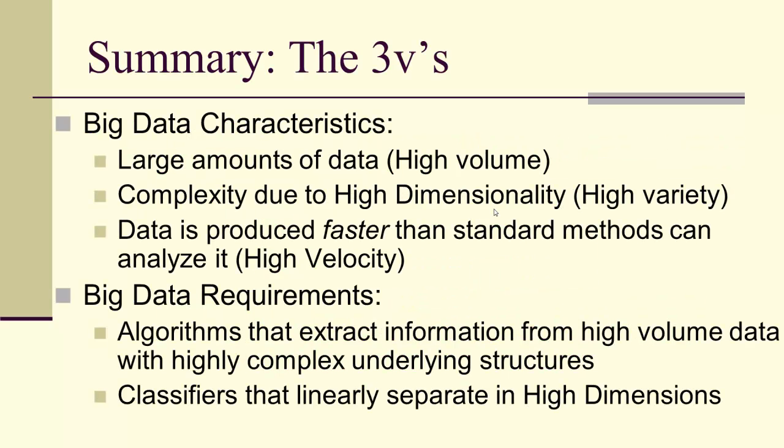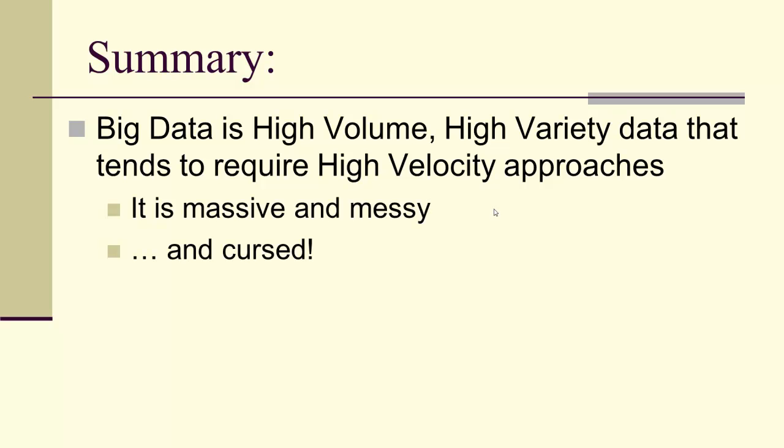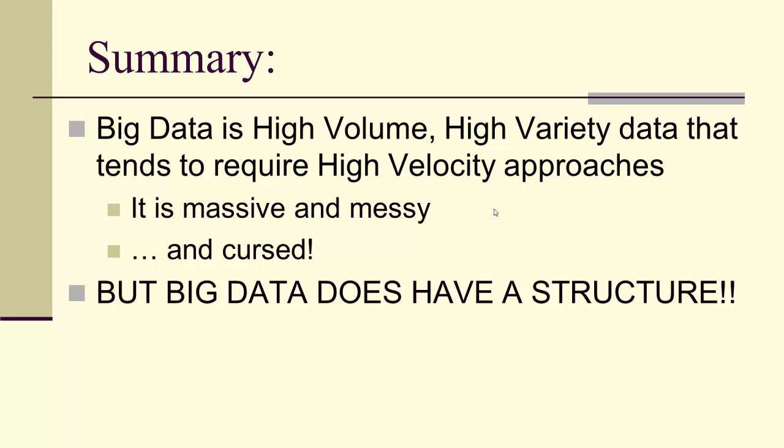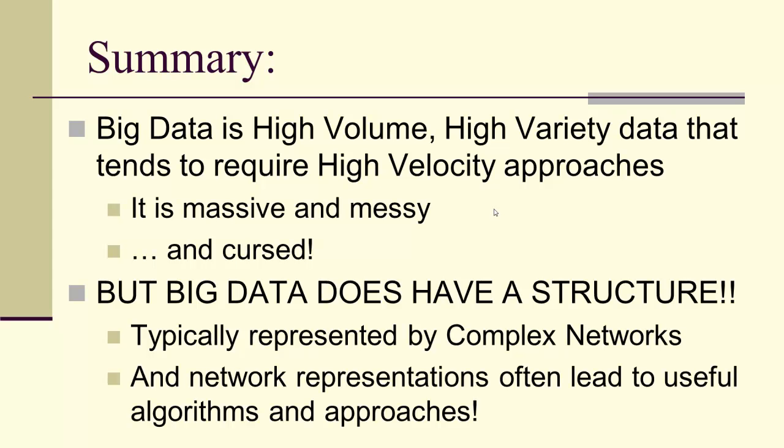So in summary, the 3 V's tell us what? Big data is high volume, high variety, and high velocity. It also says that we need algorithms that can extract information quickly, and we need classifiers that can linearly separate in very high dimensions. Big data is massive and messy, the 3 V's, cursed, but most importantly, big data does have a structure, and it's typically represented by a complex network, and such representations can often lead to useful algorithms and approaches.